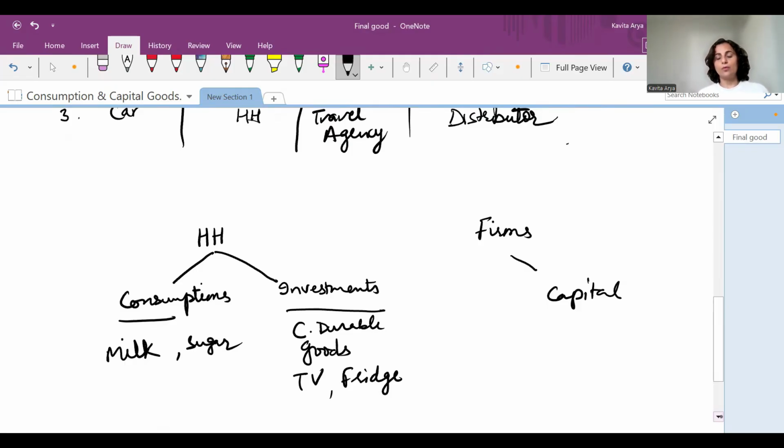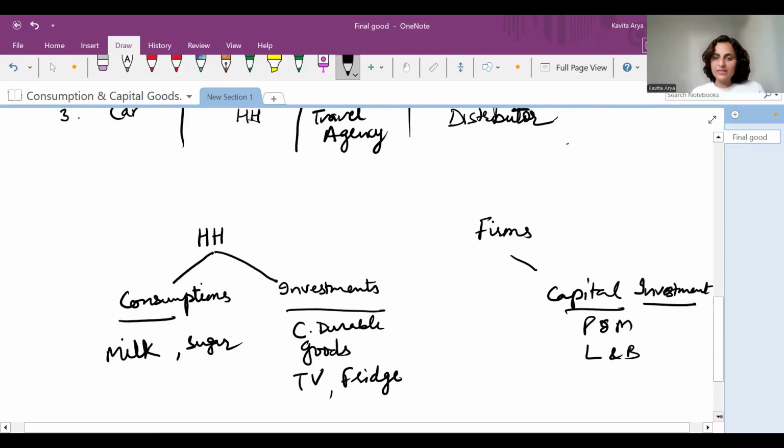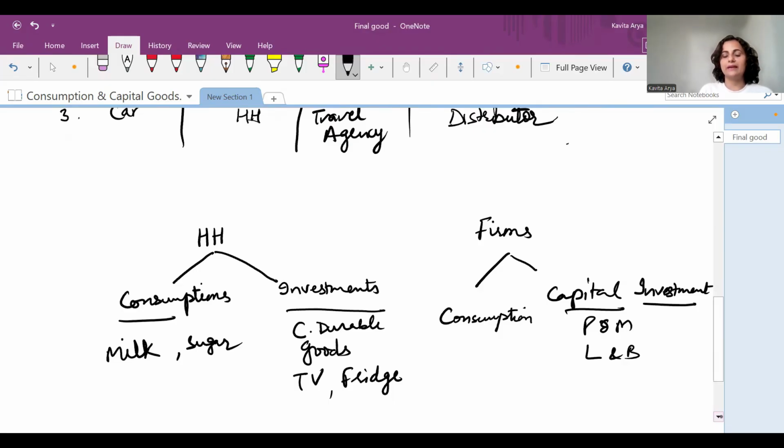Right. And now, something very important you must understand. When any firm buys plant and machinery, land and building, it's very clear that this is the capital invested in the organization which would help in the production capacity. So it is investment, hence it is a final good, right? Do they buy consumables? Yes, they do buy consumption goods as well. And what are they? Consumption goods like inventories.